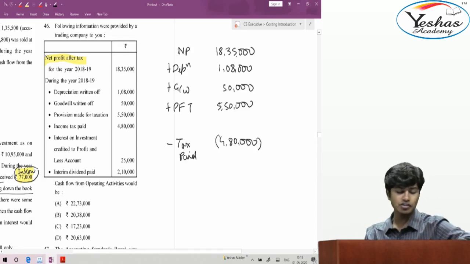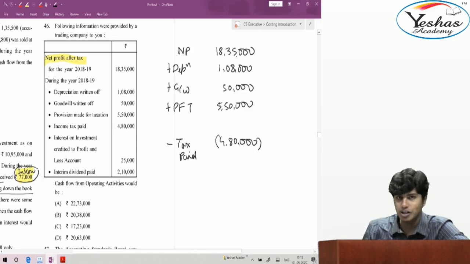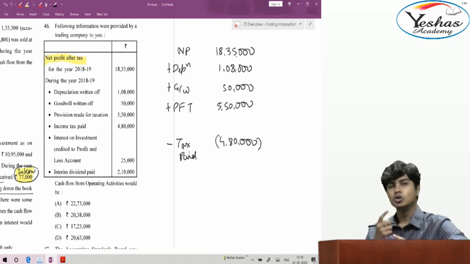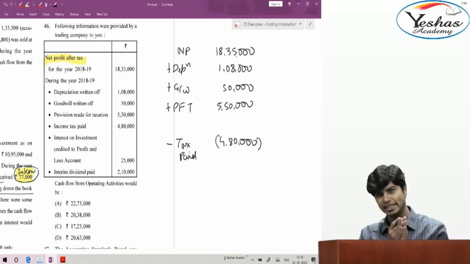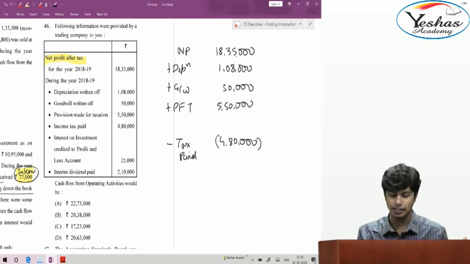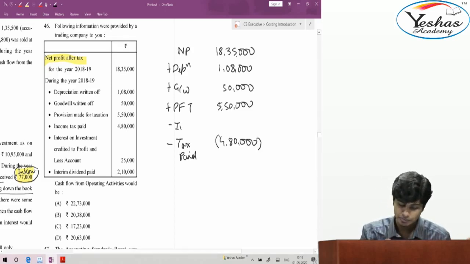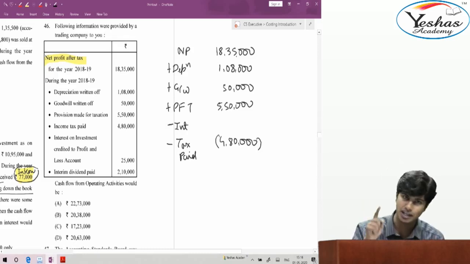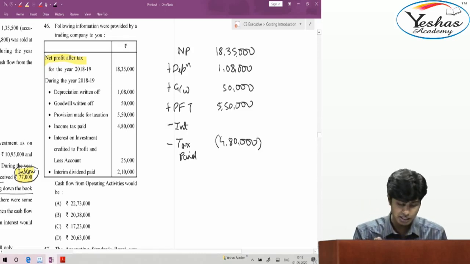And interest on investment credited to P&L account. Interest on investments will become my investing inflow. But if it is credited in the P&L account, it is like including it in operating. It has wrongly come on the credit side of the P&L account. If the credit side is increased, my profit would have increased, so I would have to deduct it now. So I'll write here minus interest, which is non-operating income credited to P&L account. How much is it? 25,000.